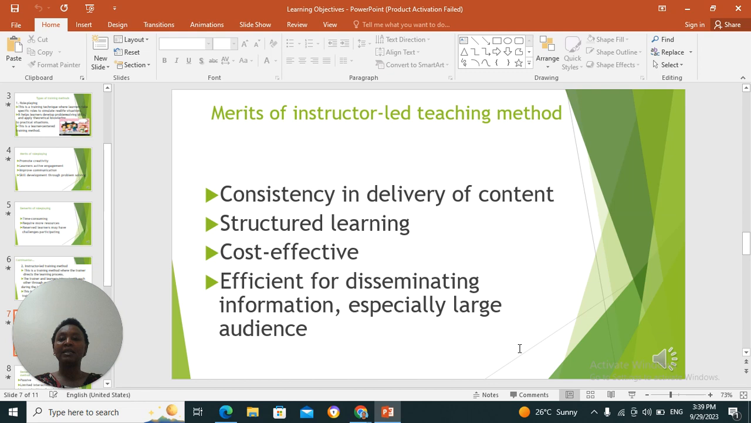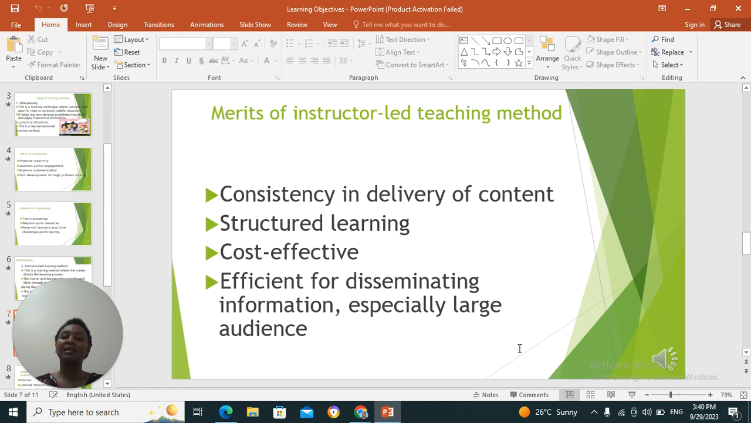Now, some of the advantages of the instructor-led teaching method is that there is consistency in the delivery of content. So we know that there is no change, because these instructors will follow a certain layout of how they are supposed to deliver that content. This content is going to be delivered each year for that very same class. So every class will be receiving the same content year after year.